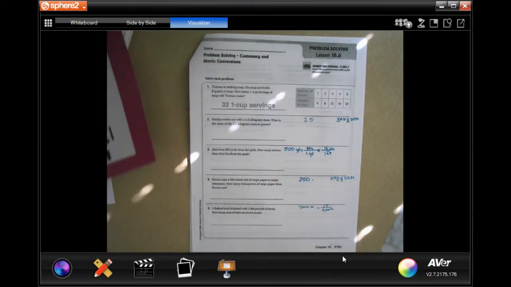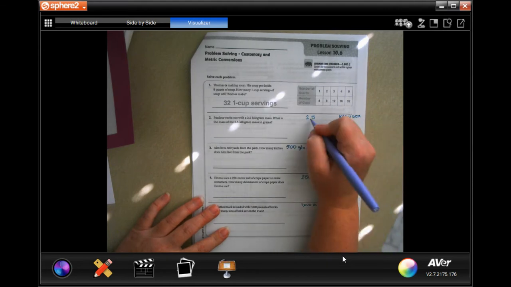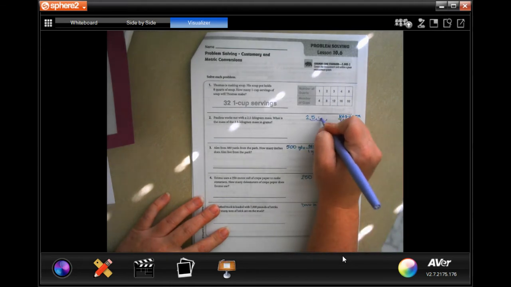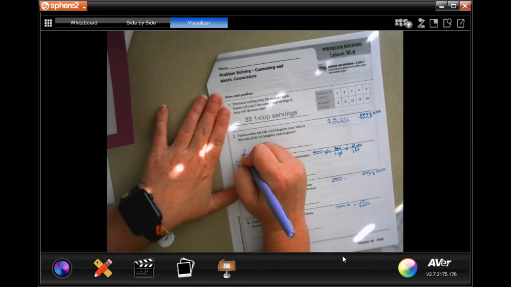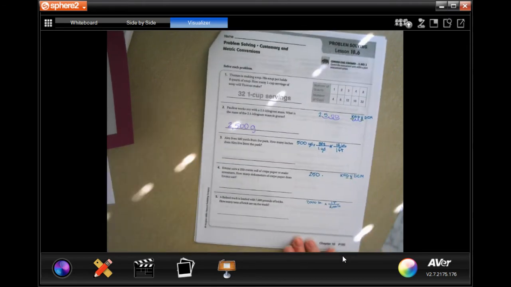Okay. So, I wrote that right here. We're going to move our decimal 1, 2, 3 times to the right. So 1, 2, 3 times, fill those in with zeros, 2,500 grams. Okay.